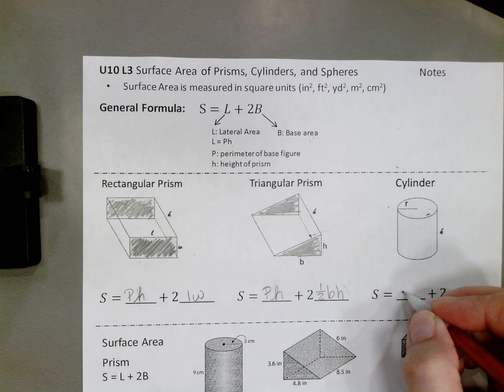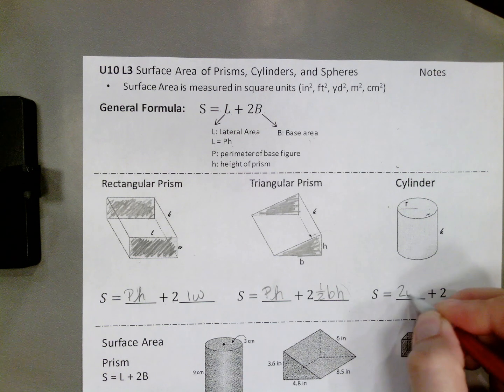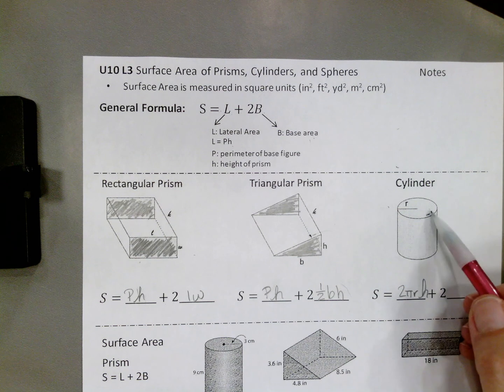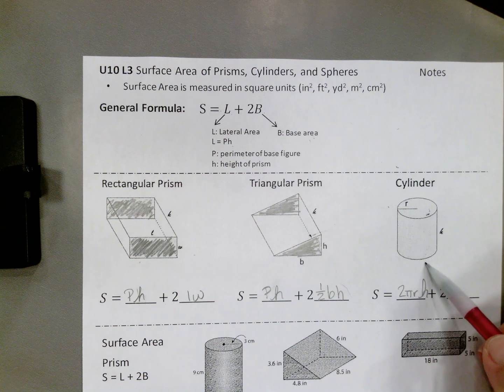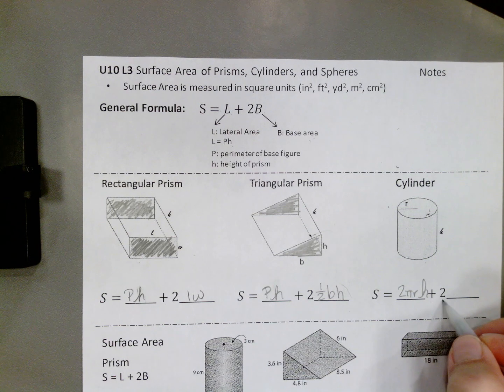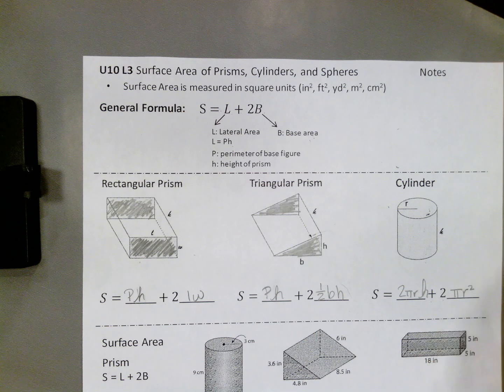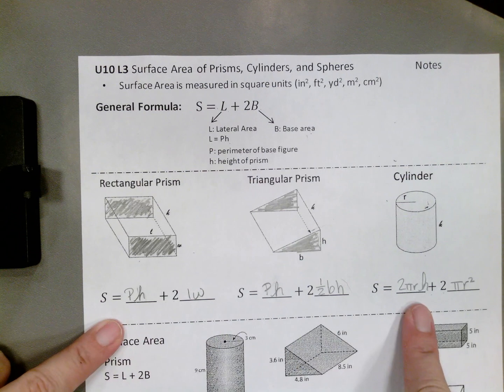So what we would do is write that in. The formula to find the circumference of a cylinder, or the circumference of a circle, is 2 pi r. And then we're going to multiply by how far it is from the circle on one end to the circle on the other end. And then we're going to add 2 times the area of the base. Well, the formula for the area of a circle is just pi r squared. So these are the 3 formulas that we're going to use.